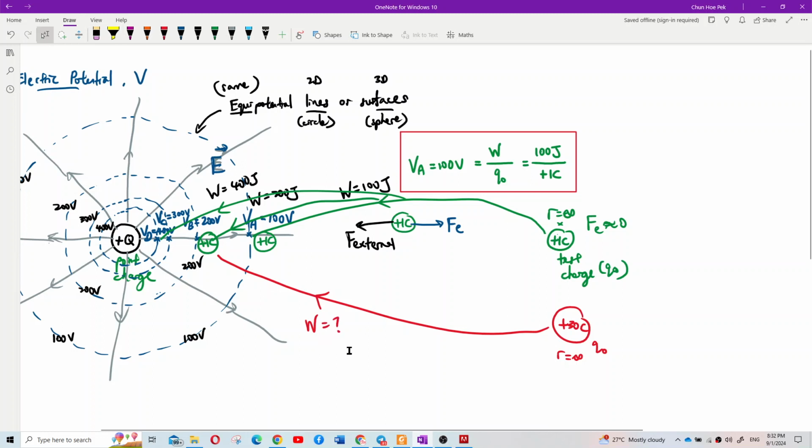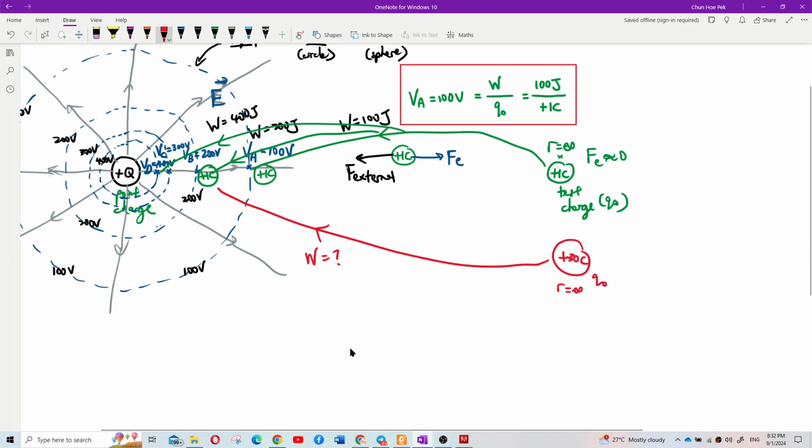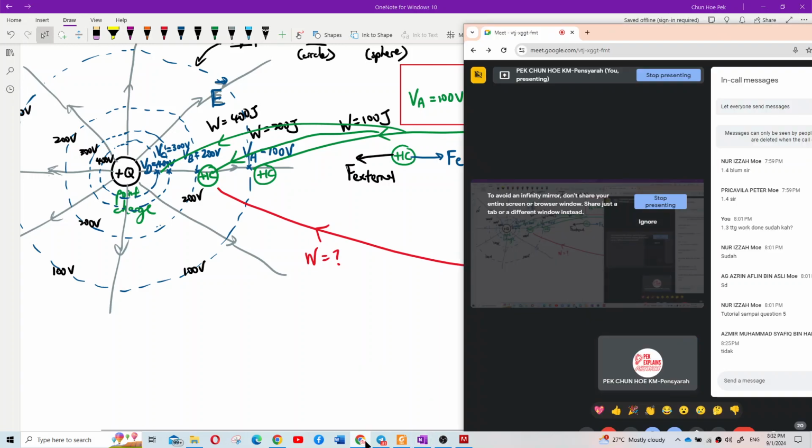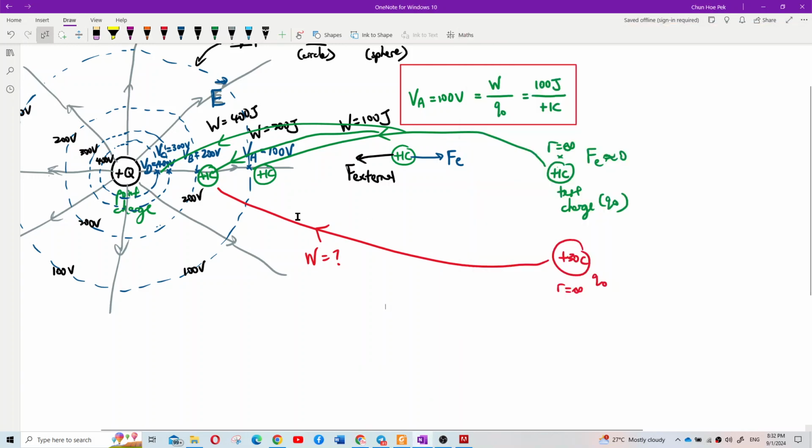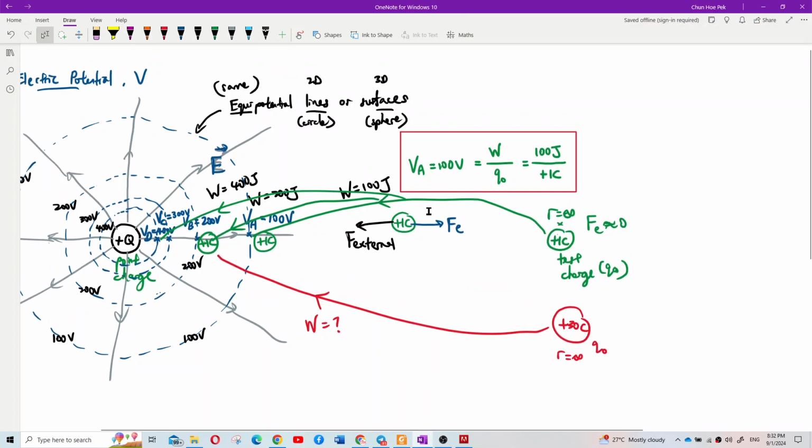What do you think? How to do that? 6,000. Yes, that's right. 30 multiply the potential. So you see, V is equal to W over Q naught, isn't it, class? So we can cross multiply. That means W is actually Q naught multiply V. Correct or not, class? W equal to Q naught multiply V.